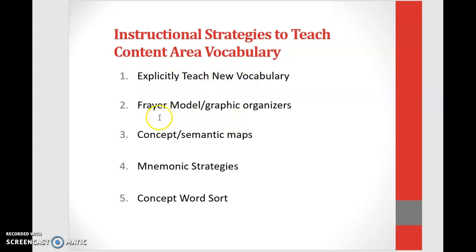So then there's some things called Frayer models, which you may have seen before. You just might not know the name. That's what a lot of people always say. Oh, I know what that is. I just didn't know what it was called. Graphic organizers, concept and semantic maps. We talked about that a second ago. Mnemonic strategies, and then things like word sorts.